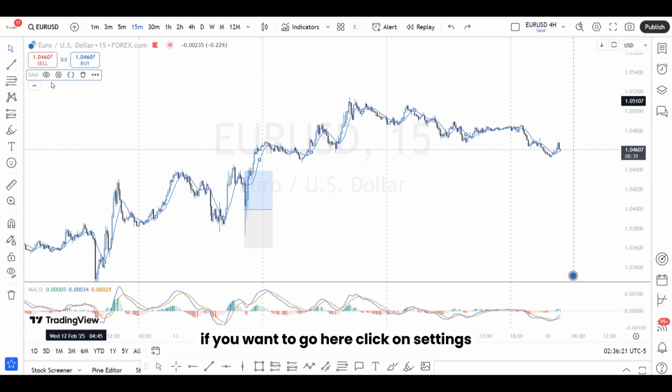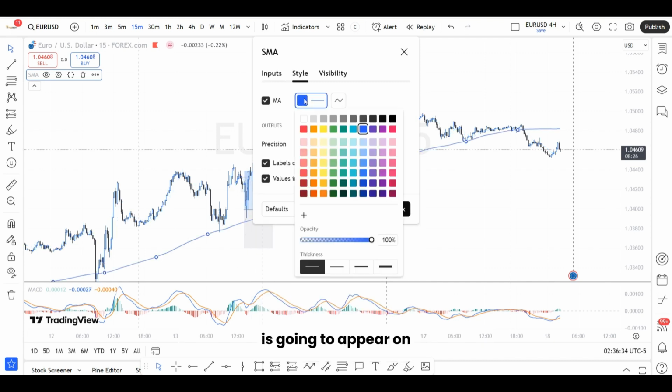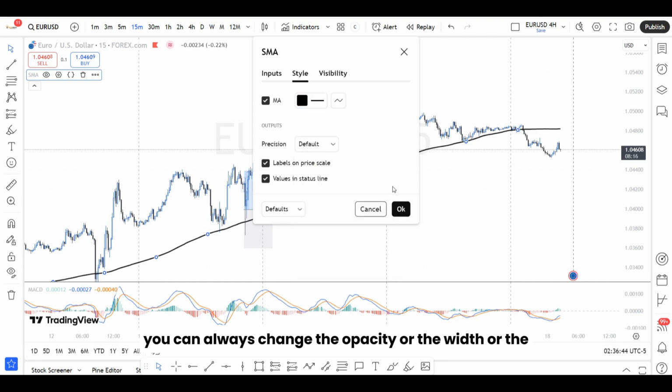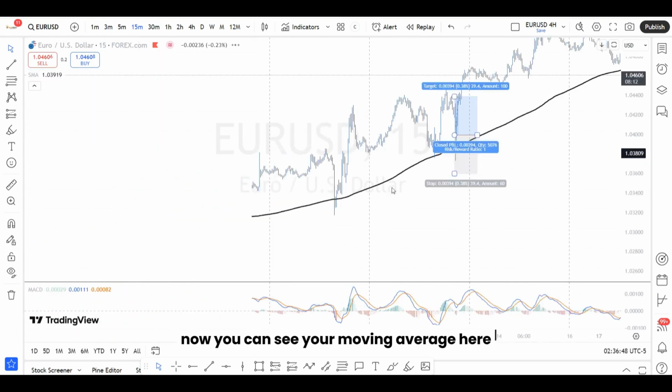For the settings, click on settings, then on length, and set it to whatever length you want. Whenever you change the length, you can see it changing here, shifting to a different style. Then you can always change the color, the opacity, or the width of the moving average line. Now you can see your moving average here.